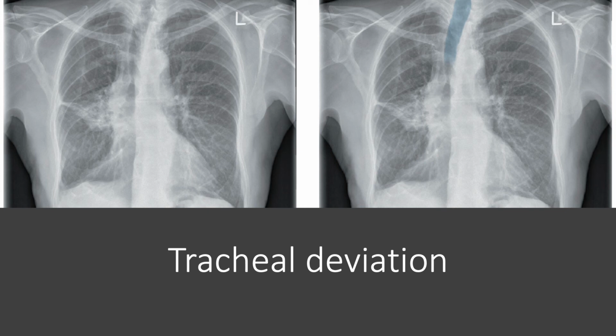If the trachea is deviated away from the diseased side, meaning the trachea is pushed, possible causes are tension pneumothorax, a large pleural effusion, mediastinal masses, or paratracheal masses.